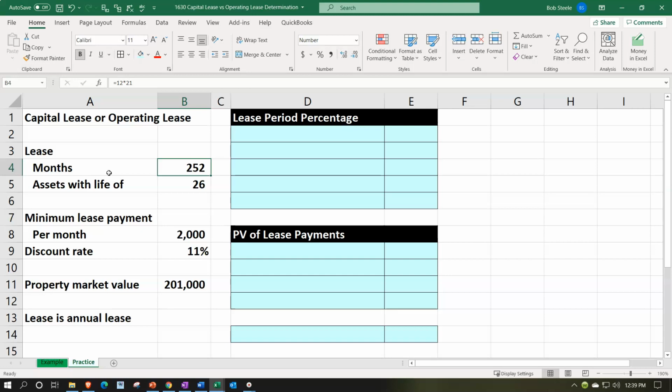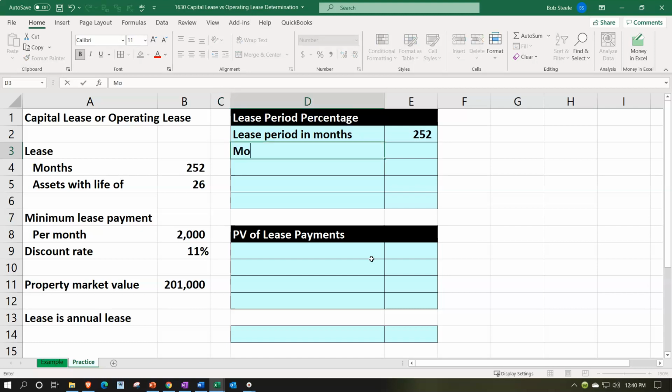idea. So first calculation, let's take a look at the lease percentage period, meaning what's the comparison between how long we're going to lease this thing, or we've locked in to lease it, versus the life of the asset. That's one test that you could have in place. So, for example, if we say that the lease period is 252 months, let's look at how many months are in a year, which is 12. I'm going to underline that by going to the font group and underline, and that's going to give us our lease in years. So the lease in years would be the 252 divided by 12. So we're looking at 21 years.